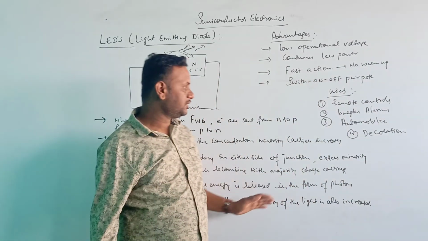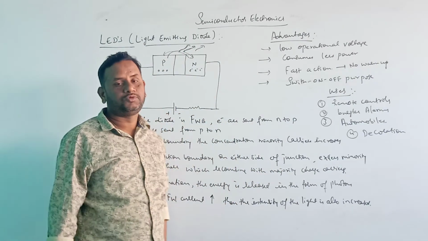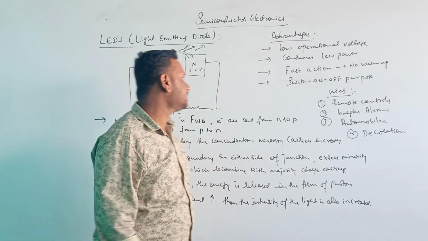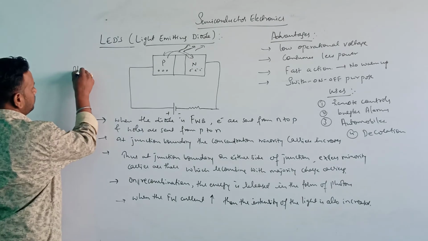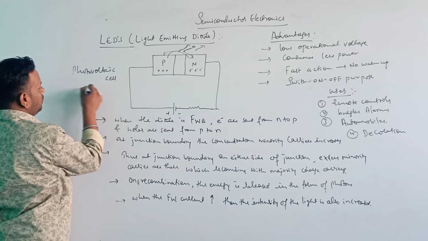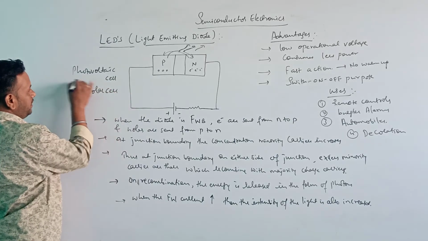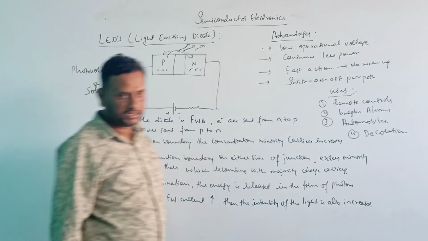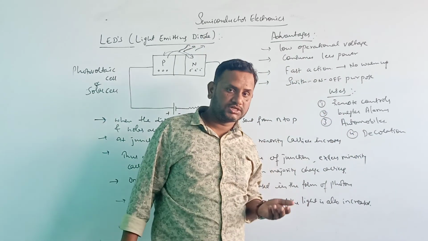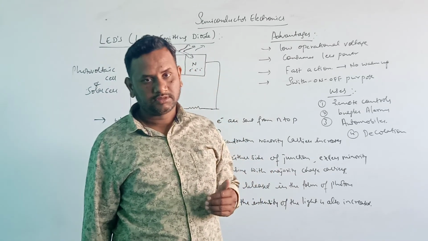So today we'll stop here. In the next class, we will discuss one more optoelectronic device. The name is photovoltaic cell, which is also called a solar cell, as we are using nowadays. So in the next class, we will discuss the construction, working and also the principle of the solar cell. Okay. Thank you.